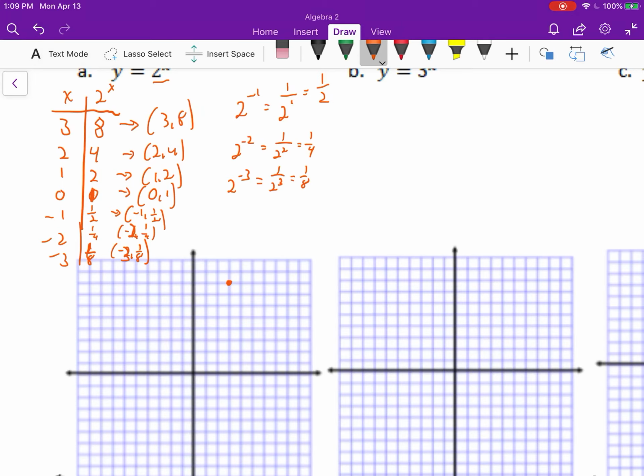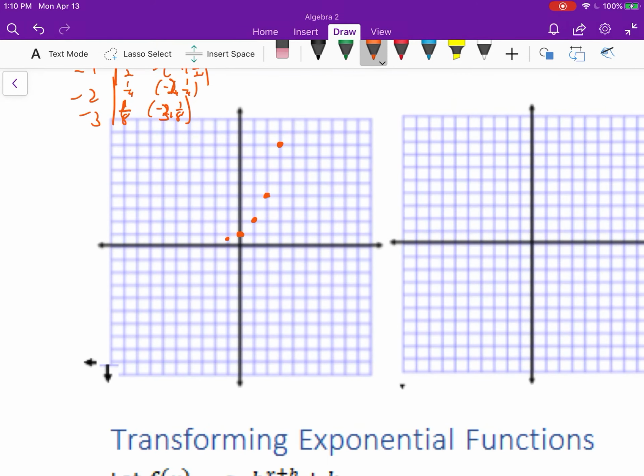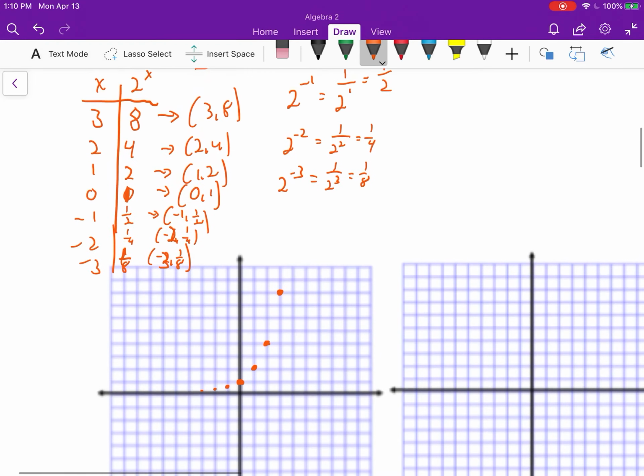So let's go ahead and graph these points. We have the point 3, 8. We have the point 2, 4. 1, 2, 0, 1. These are going to be a little bit harder. We have negative 1, 1/2. I don't know how big we can get here. 1/4, 1/8. So there are the points that we were looking at.